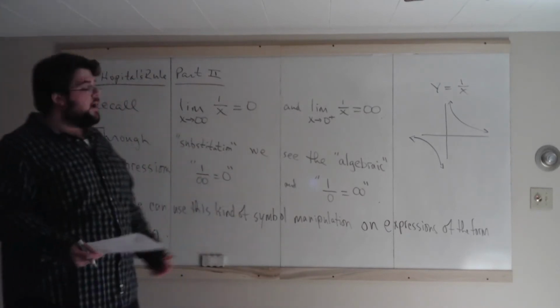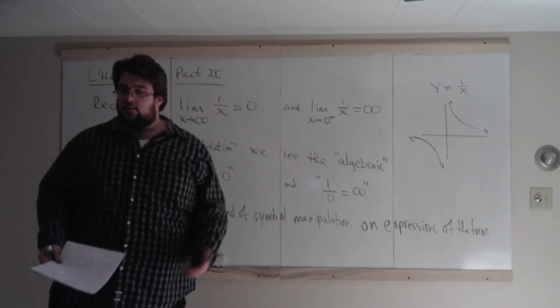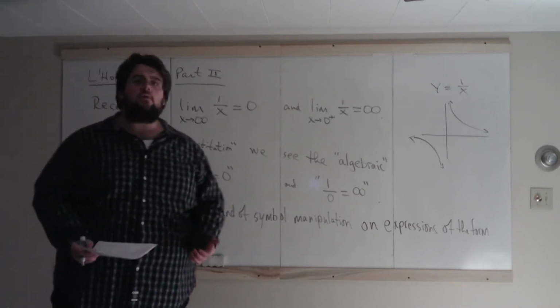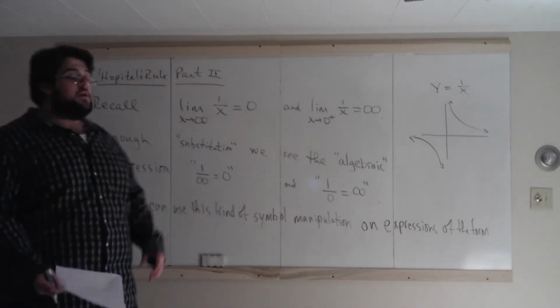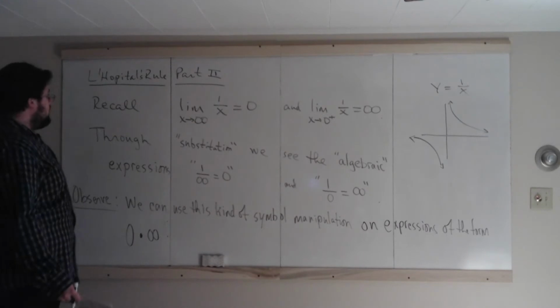Here, we're going to see how we can use L'Hopital's rule on limits that don't necessarily look like they take the form of a 0 over 0 or an infinity over infinity, but they actually can look like that. So L'Hopital's rule, part 2.